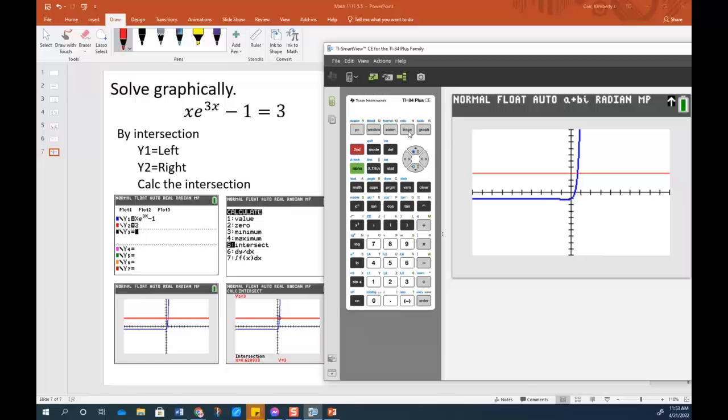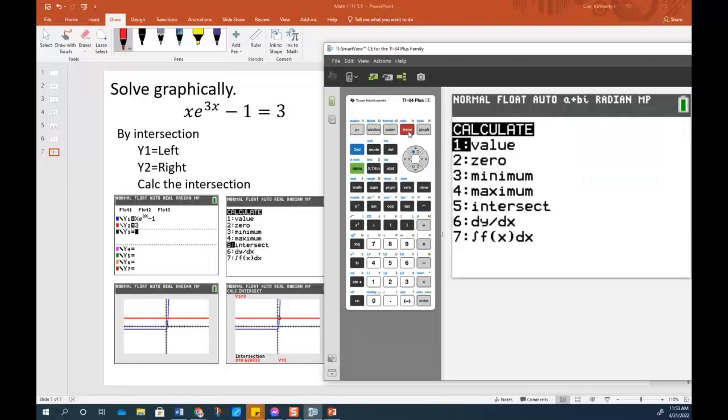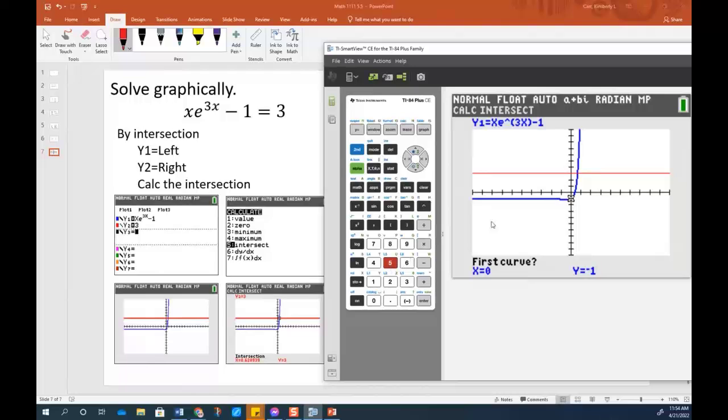So I hit second trace. Just above trace it says calculate. Go down to option 5 here, which is intersect. You don't have to hit this arrow key over and over and over. When I do that, you can watch this go down, but if I know it's a 5, I can just click 5. Now notice mine asks for first curve. Yours might ask for a left bound. But I'm just going to click enter, enter, enter, really, because this is my first curve, so enter. That's my second equation, enter. I'm not going to waste the time on my guess, so I hit enter again. And here's the intersection, right here.